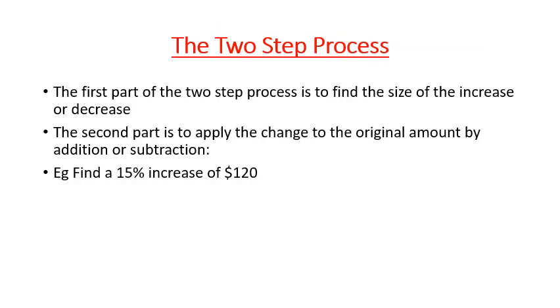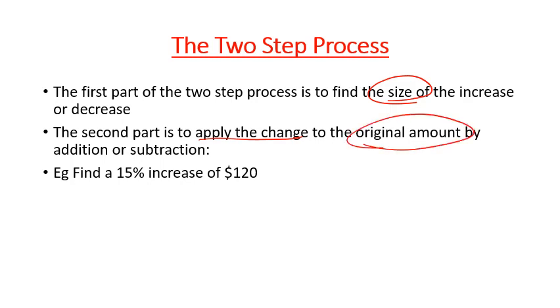So the first process we're going to look at is our two-step process. That involves two distinct steps. The first part of this is to find the size of the increase or decrease. Okay, so we're looking for the size. Once you've found the size of the increase or decrease, you simply apply it to the original amount.